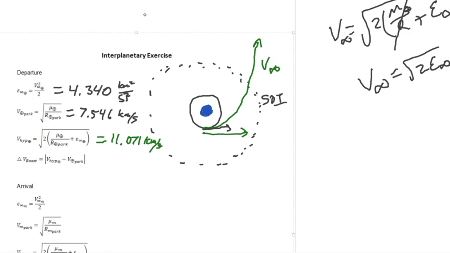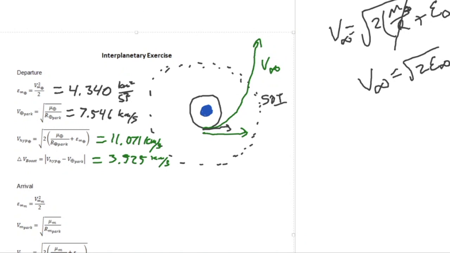Subtracting the two together, we are going to get that our delta V, this is an actual delta V, is going to be 3.525 kilometers per second. So we need to burn our rocket engines to get 3.525 kilometers per second faster to boost out of Earth's orbit. All right. So that's the second part of the problem. First part was the Hohmann transfer.